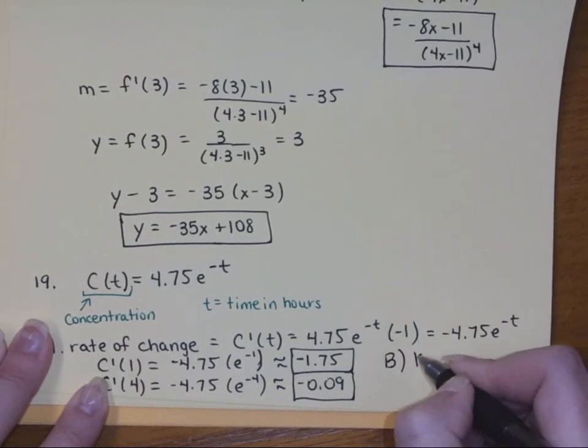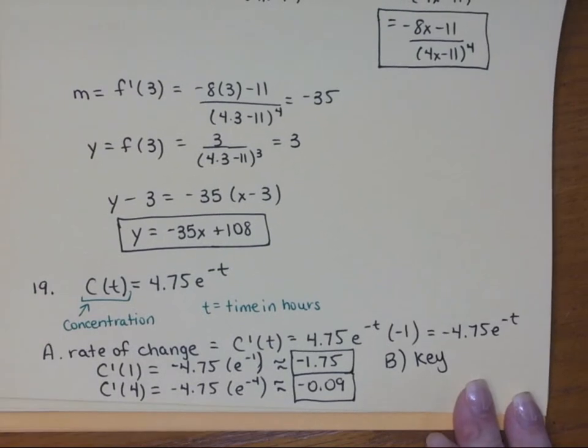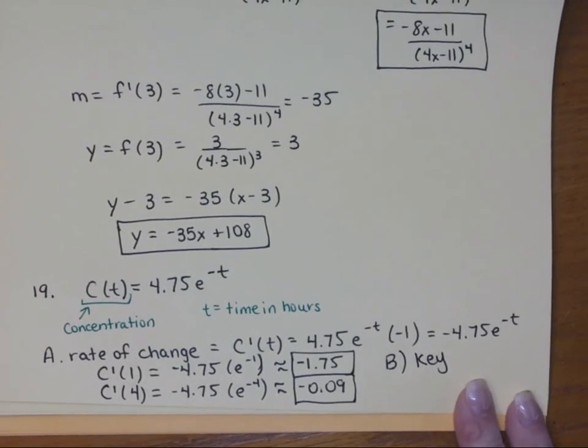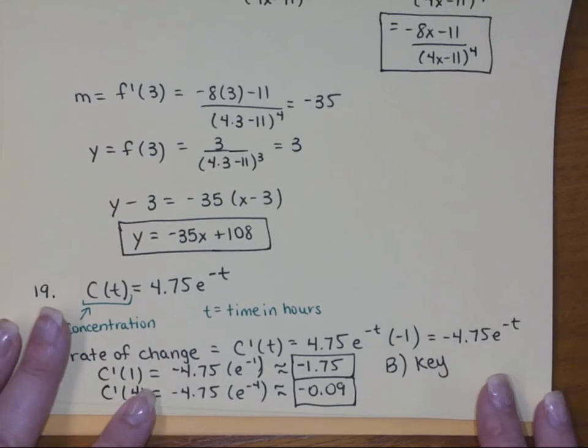Okay, for B, I'm just going to say refer to the key. All I asked you to do was graph the original function, so you could use your calculator, but e functions, or exponential functions, all have a certain kind of look to them. Your key is a lot better form of the graph than I would probably sketch for you here.